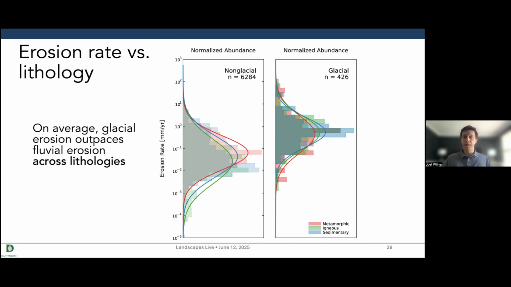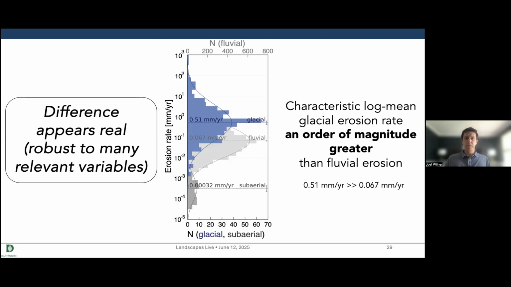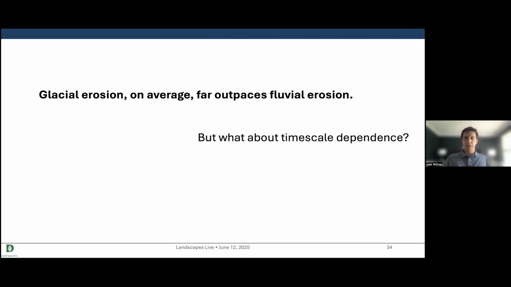Note that glacial erosion rates are fairly agnostic to the type of metamorphic, igneous, or sedimentary rock that is in the substrate. So this difference appears to be real in that it's robust to many relevant variables. So we can make this claim here that glacial erosion on average far outpaces fluvial erosion by an order of magnitude. But what about this timescale dependence that I keep referring to?